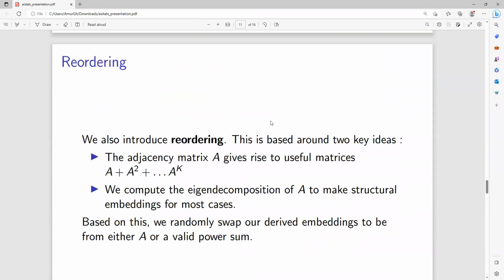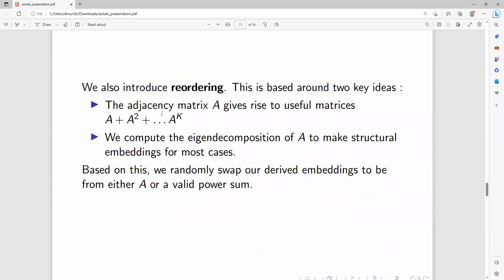Now, we also introduced reordering. This is based on two key ideas. If you have the adjacency matrix A, and if you replace it with a power sum like this, it's also useful. The entries in the power sum represent the number of paths from i to j. And we always compute the eigendecomposition of A. Okay, technically we compute the eigendecomposition of the Laplacian, but that's often done just by doing the normalized adjacency matrix's eigendecomposition. So you can think of us having A's eigenvalues and eigenvectors.